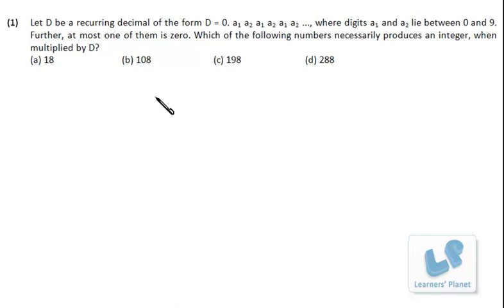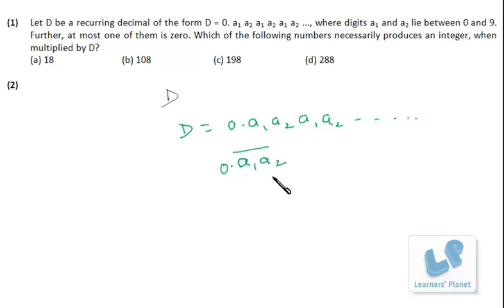Friends, you might have heard about the concept of recurring decimals. So this D is nothing but a recurring decimal, or a rational number in which the numbers after the decimal form a certain pattern. Okay, so D is equal to 0.A1, A2, A1, A2, something like that. So I can write it like 0.A1 A2 bar. That means this number can be written as A1 A2 by 99.